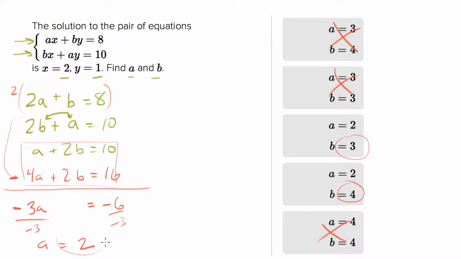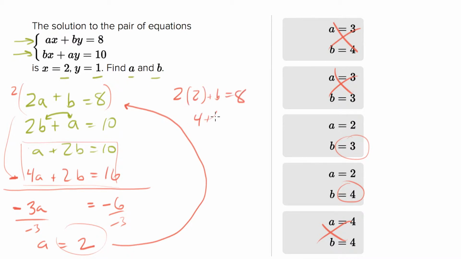So let's plug a is 2 back in to one of our equations. I'm going to plug it into this one. And what you end up with is 2 times 2 plus b equals 8, or 4 plus b equals 8, or b must equal 4. So the correct answer is this one, the fourth one.